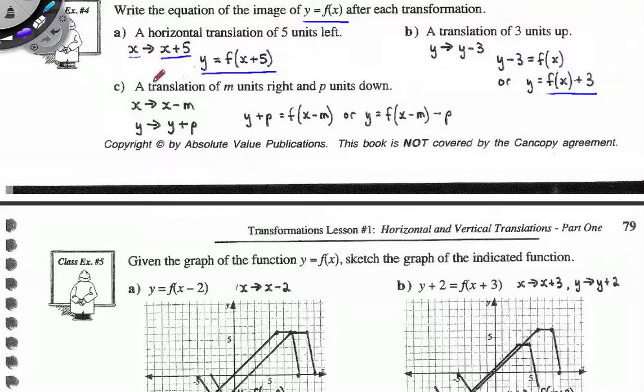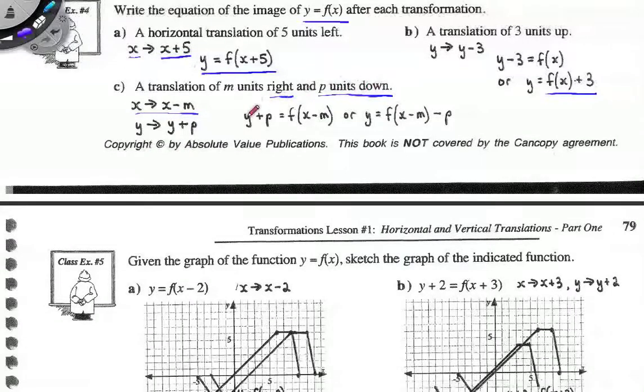Again, what happens if you have a translation m units to the right, p units down? Well, m units to the right is in the negative direction, and it's a horizontal translation if we're going to the right, so that's going to affect x. It's going to the right, so x will change to x minus m. Minus m is going to the right by m units. Also, we're going p units down.